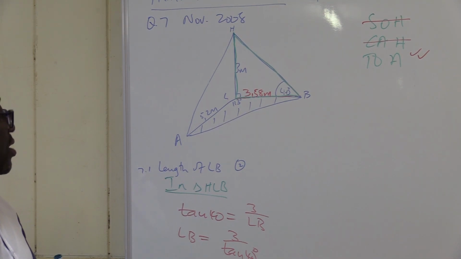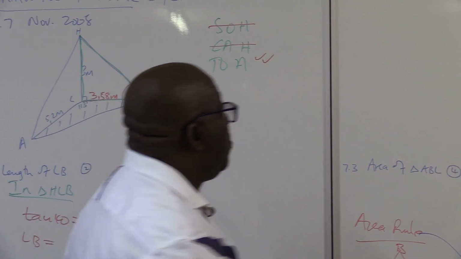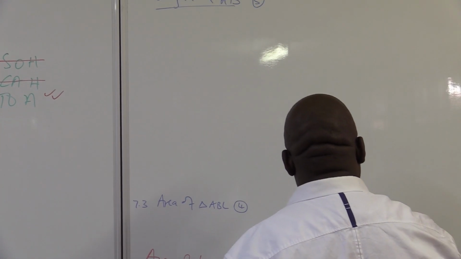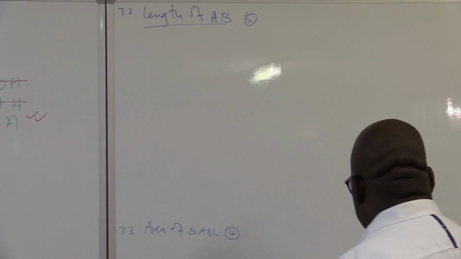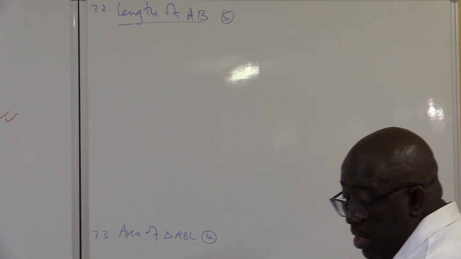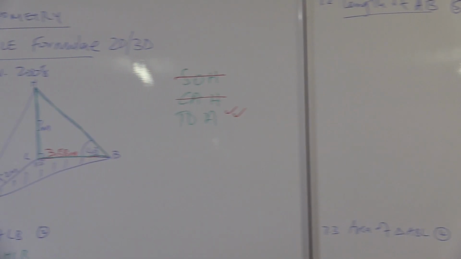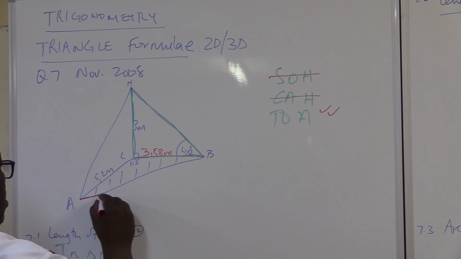Let's look at the next question. There we're required to find the length of AB, and it is 5 marks in this particular case. All right, let's work it out. Length of AB. Let's go to our diagram and see where AB is. We're looking for this length AB.